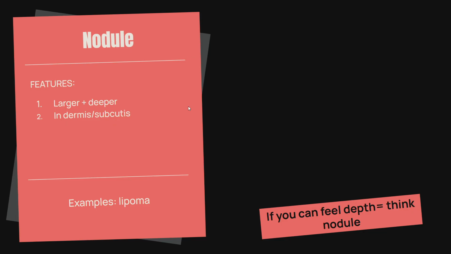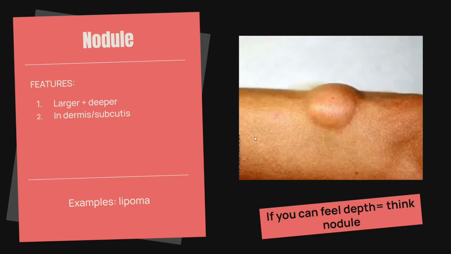Now if the lesion feels deeper, like it is extending into the dermis or the subcutis, we call it a nodule. The key idea here is the depth. So if you can feel the depth, think nodule. One example would be lipoma.